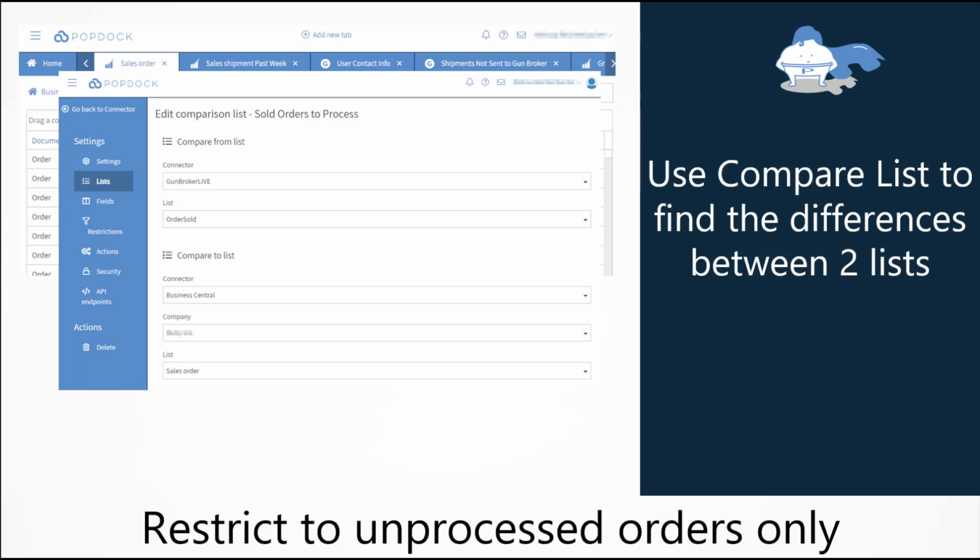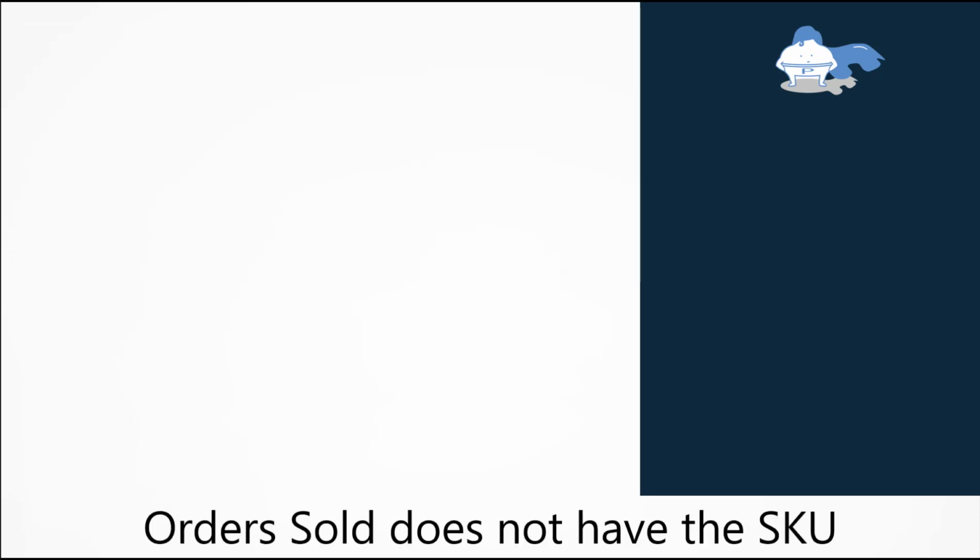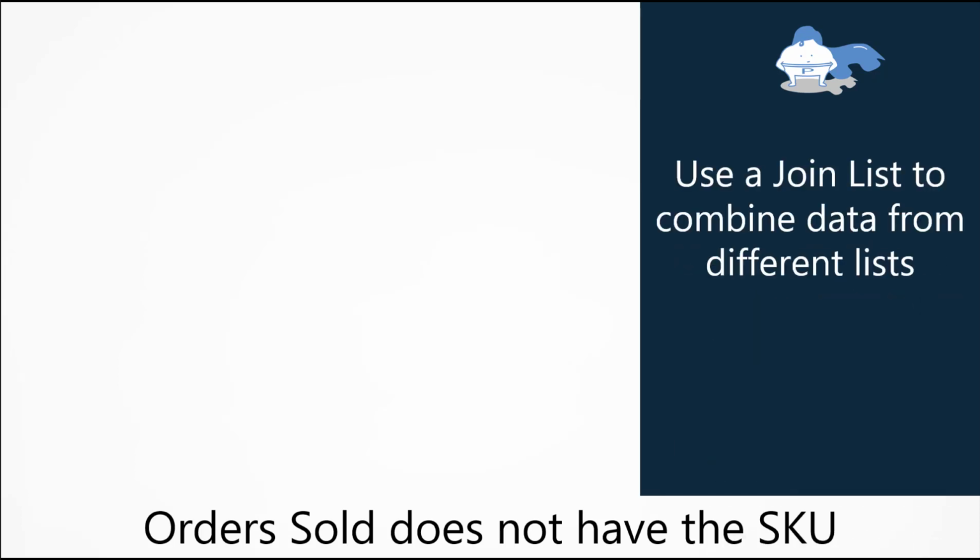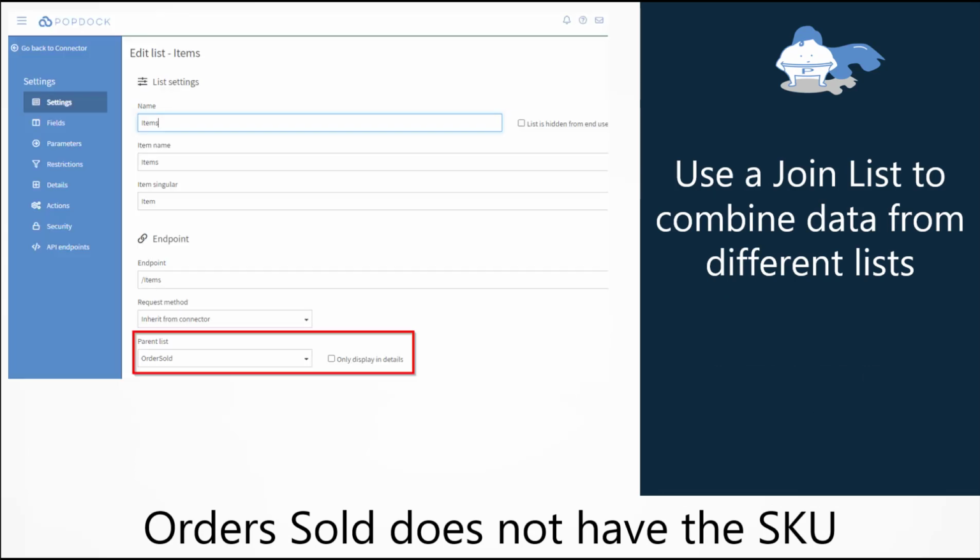In case you didn't notice, we're comparing 2 lists of data that are from 2 different systems, and that's a pretty cool feature. So now we had a list of orders that existed in Gunbroker, but did not exist in Business Central. But if you'll remember, our list of orders to import still doesn't include the SKU we need for the Business Central import. To add the SKU as a field to our orders import list, we needed to use a join list. We needed to add the items endpoint as a list first.